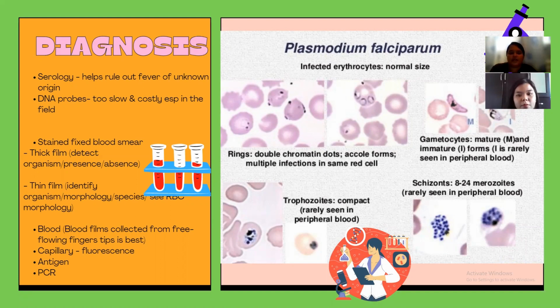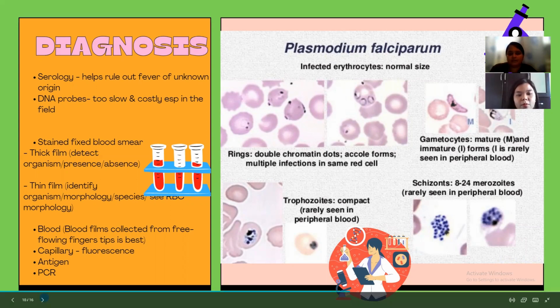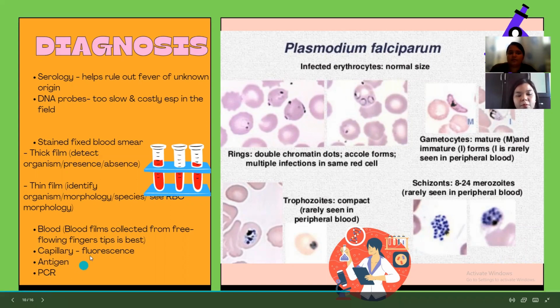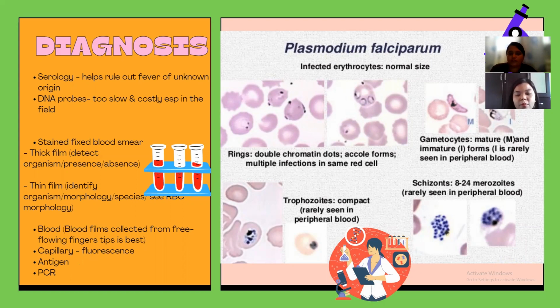The image shows an example of a peripheral blood smear of Plasmodium falciparum. The first picture shows the rings with double chromatin dots, mature gametocytes, and also compact trophozoites.